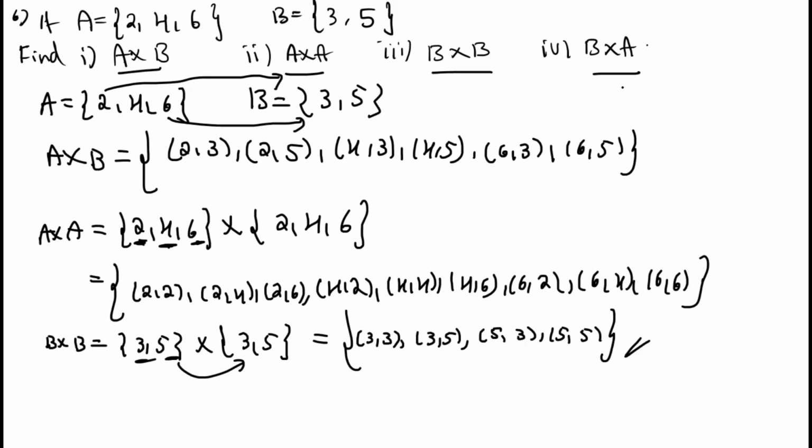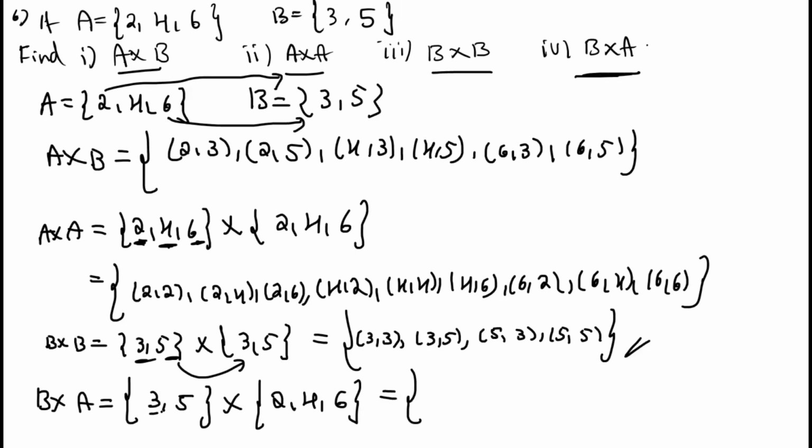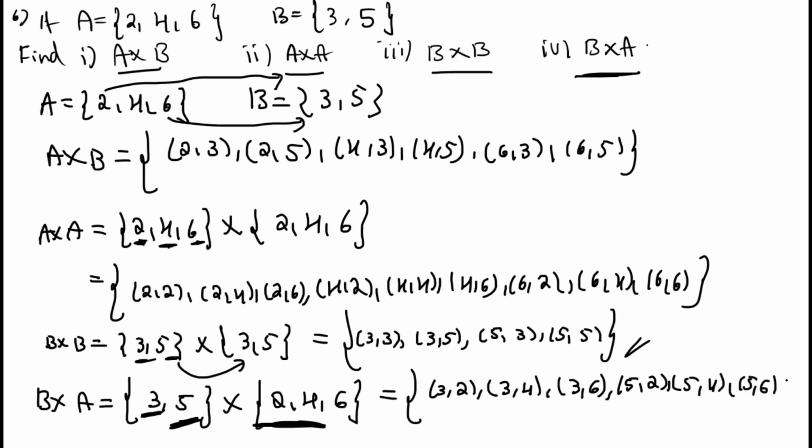Okay, next and last question, that is B cross A. B cross A is equal to, first write set B. Set B is equal to {3, 5} cross A. A is equal to {2, 4, 6}. First combine 3 with each element of set A, that is (3, 2), (3, 4) and (3, 6). Next, with 5 you will get (5, 2), (5, 4) and (5, 6). Okay, this is the solution for the given question.